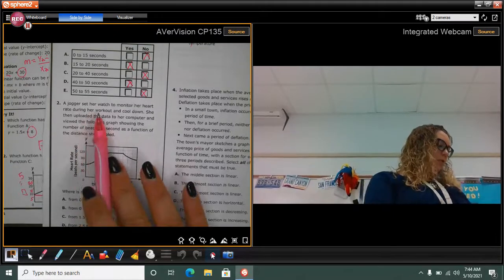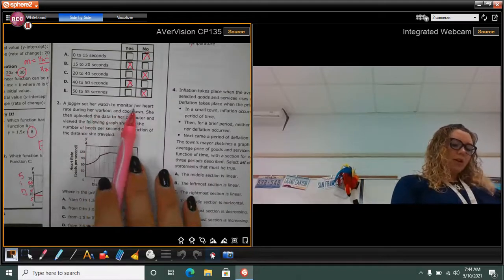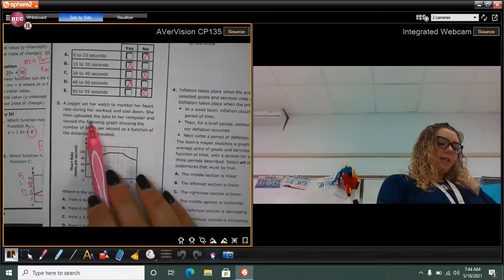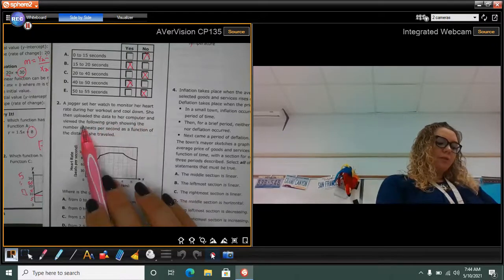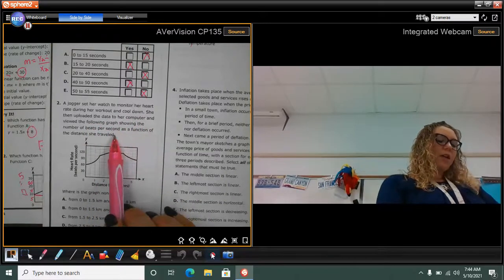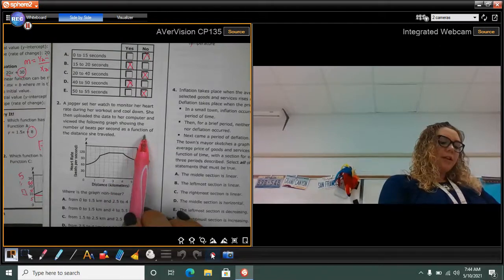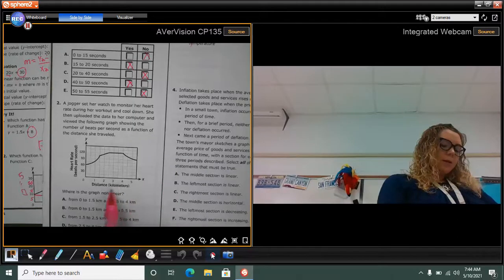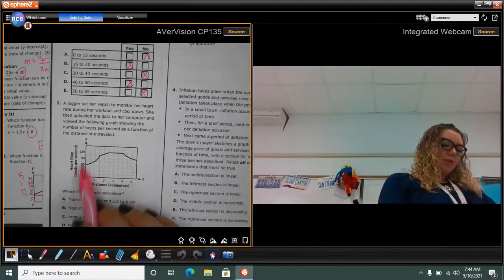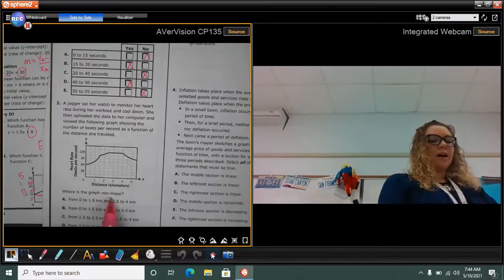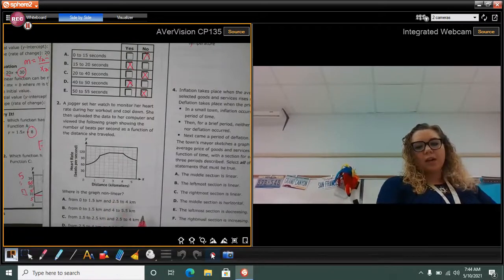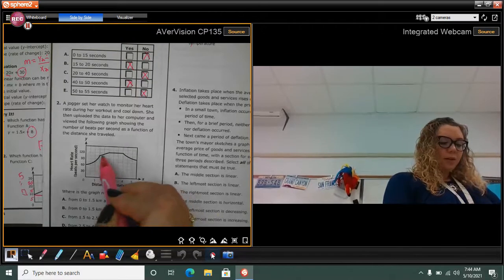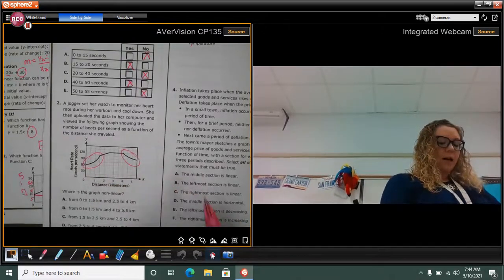A jogger set a watch to monitor her heart rate during her workout and cool down. She then uploaded the data to her computer and viewed the following graph showing the number of beats per second as a function of the distance she traveled. So this is the distance, and this is what happens to her heart rate. Where is the graph non-linear? What is a non-linear graph? It's when you have a curve. So if I look, right here and right here is non-linear.